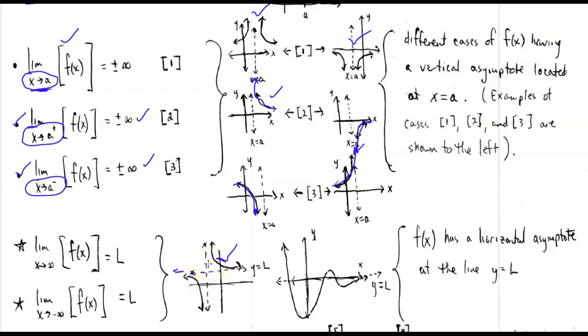Now, the point I want to get across here is that we can have functions that have a horizontal asymptote as x approaches positive infinity, but not when x approaches negative infinity. This particular graph here is an example of that. And it can be vice versa as well. We can have functions where we have a horizontal asymptote as x approaches negative infinity, but not have that happen as x approaches positive infinity.